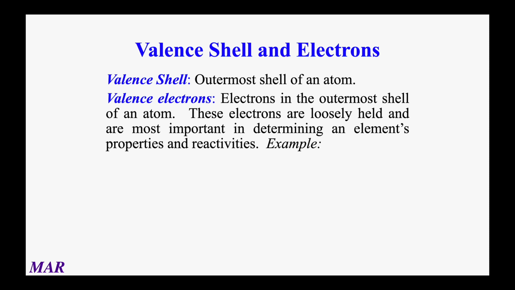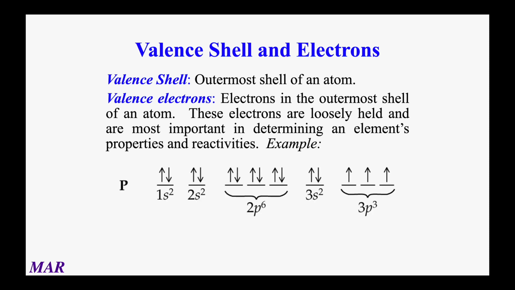And it's pretty easy to determine how many valence shell electrons an atom has. And again, those are the ones that are going to make molecules. Here's phosphorus again: 1s2, 2s2, 2p6, 3s2, 3p3. And out of all those 15 electrons, the question is, which ones are more reactive?